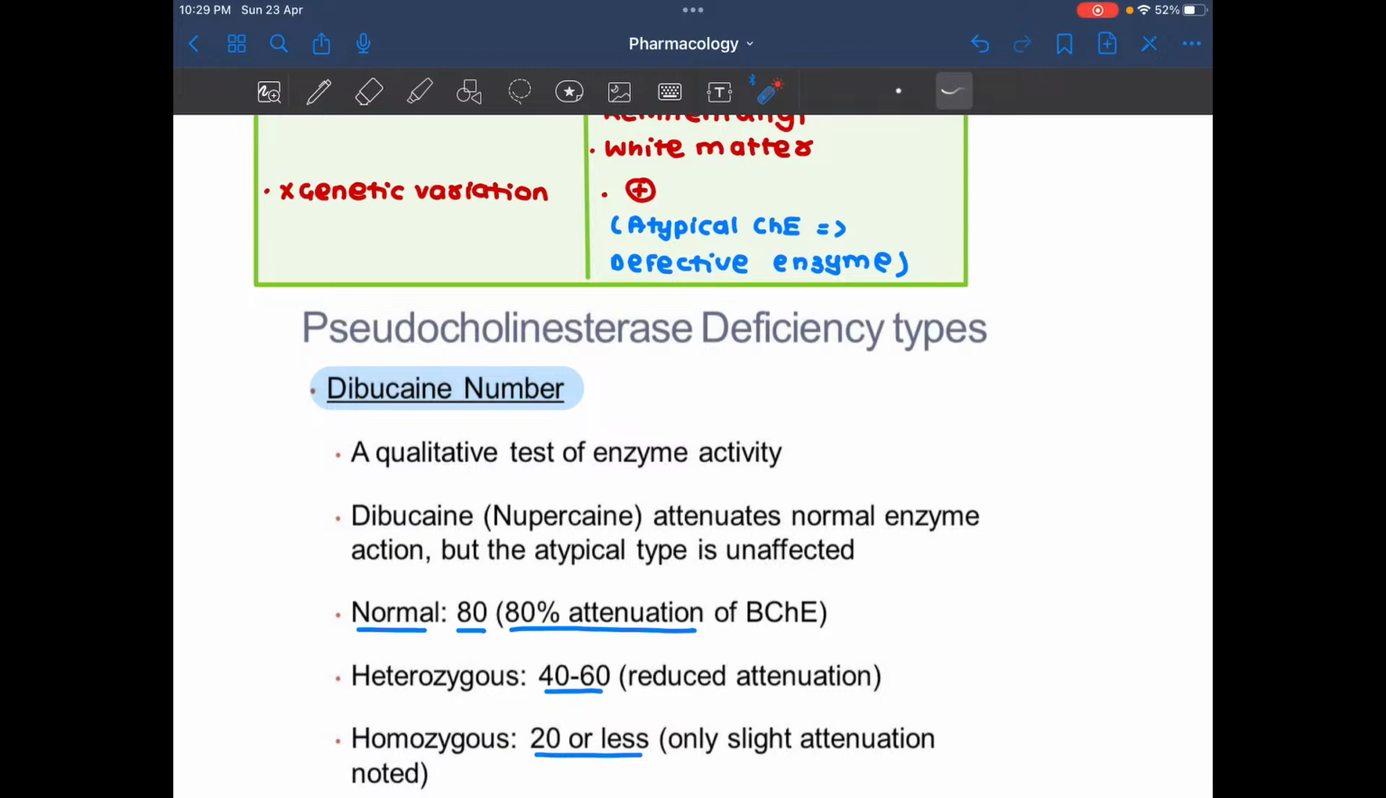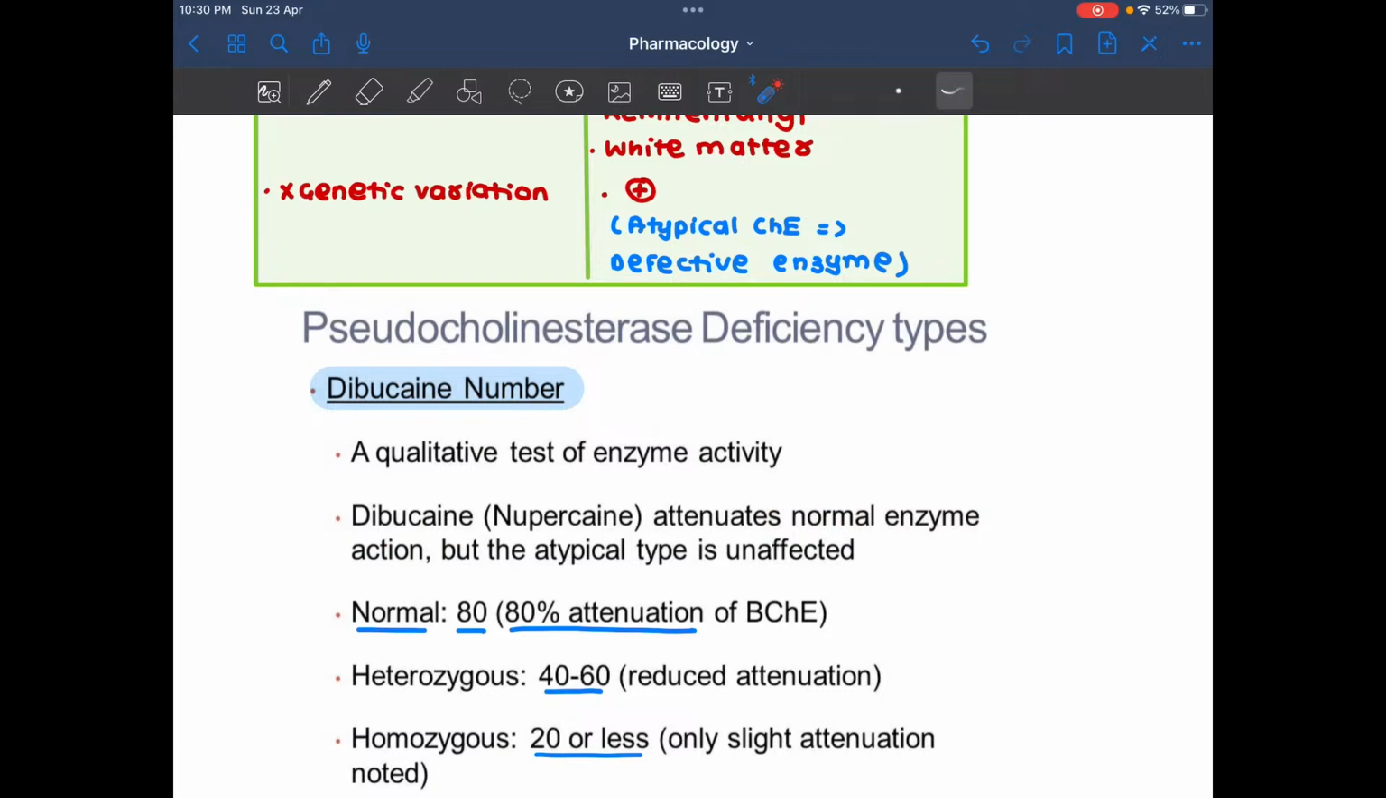So the normal dibucaine number should be 80, meaning 80% attenuation of your butyrylcholinesterase. And as the levels of atypical enzymes increase, we're going to see that the amount of attenuation falls. Why? Because we have more atypical cholinesterase. So in heterozygous people the dibucaine number might be 40 to 60, and in homozygous people it may be even 20 or less. Meaning there is only slight attenuation noted. Why? Because dibucaine only attenuates your normal enzymes and not the atypical butyrylcholinesterase.